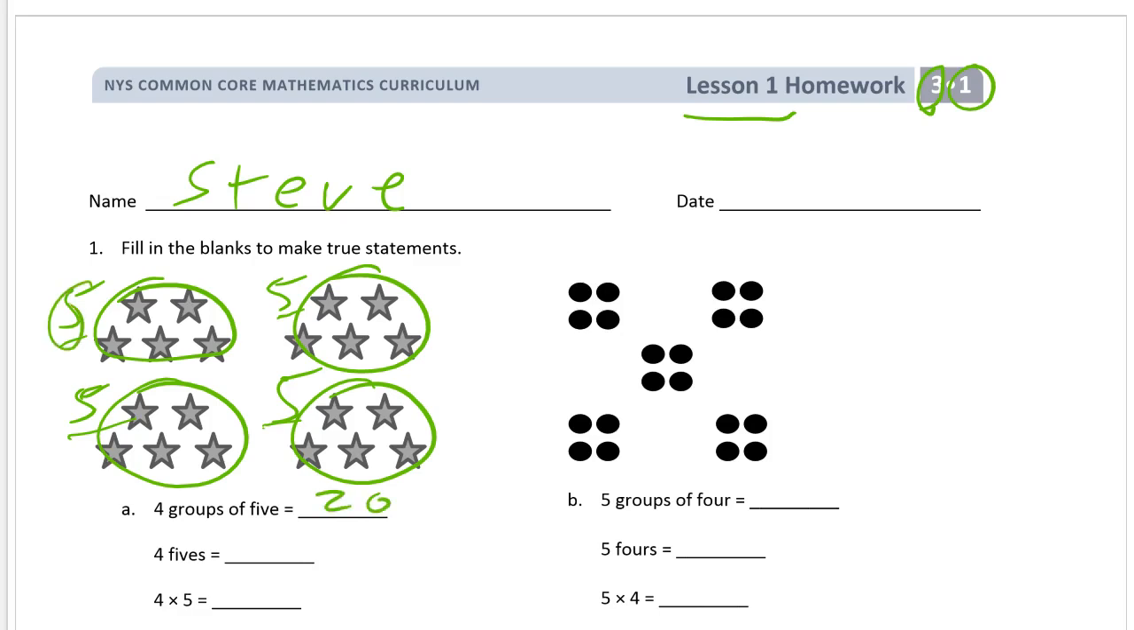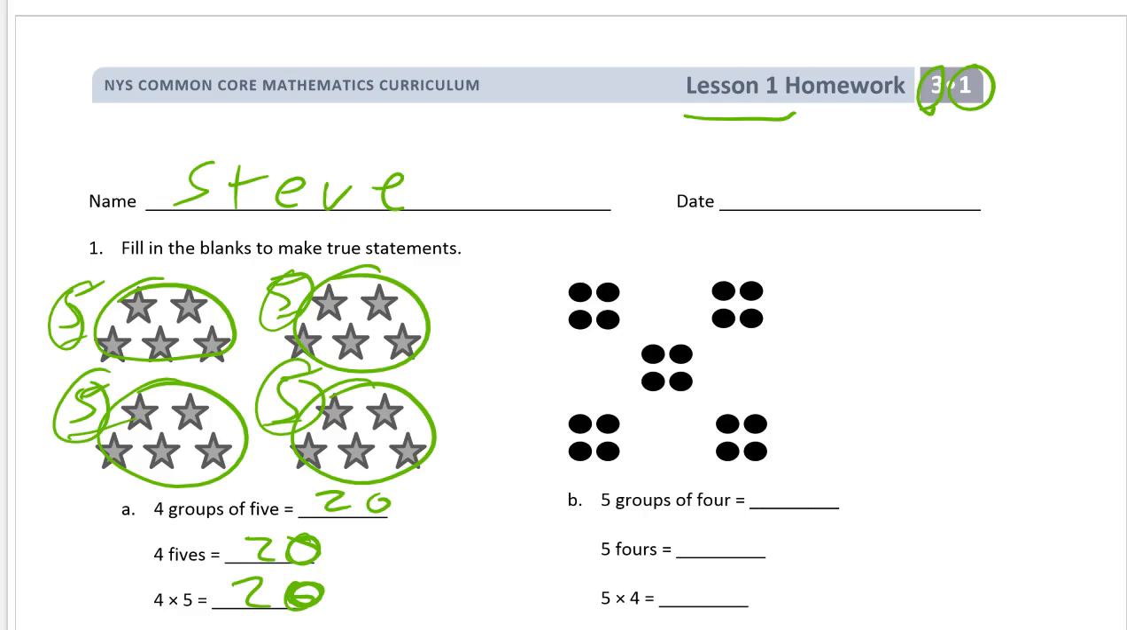And that's 1, 2, 3, 4 5s, 20 stars. Or 4 times 5 is 20. Sorry, that looks like a 6.